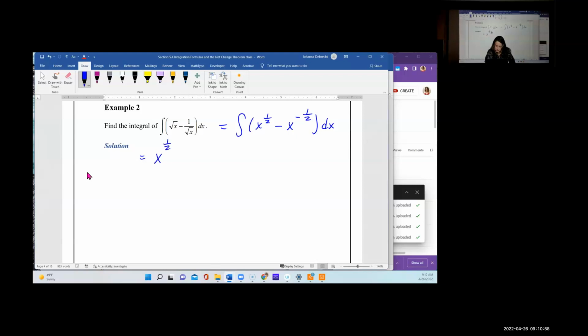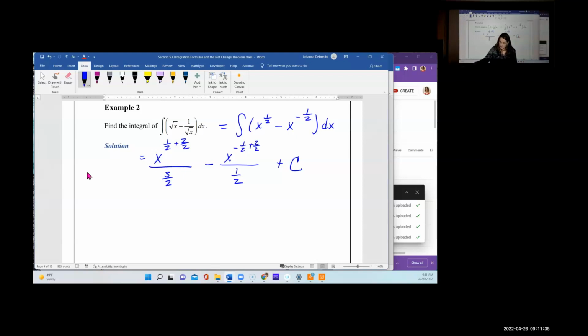So this becomes the 1/2 plus 1, which is 2/2, divided by the new power, which is 3/2, which will give us the reciprocal of that term, minus x to the negative 1/2 plus 2/2, which becomes 1/2. And then because it's an indefinite integral, we get a plus c. The plus c is that constant of integration that allows us to write it as a family of functions.